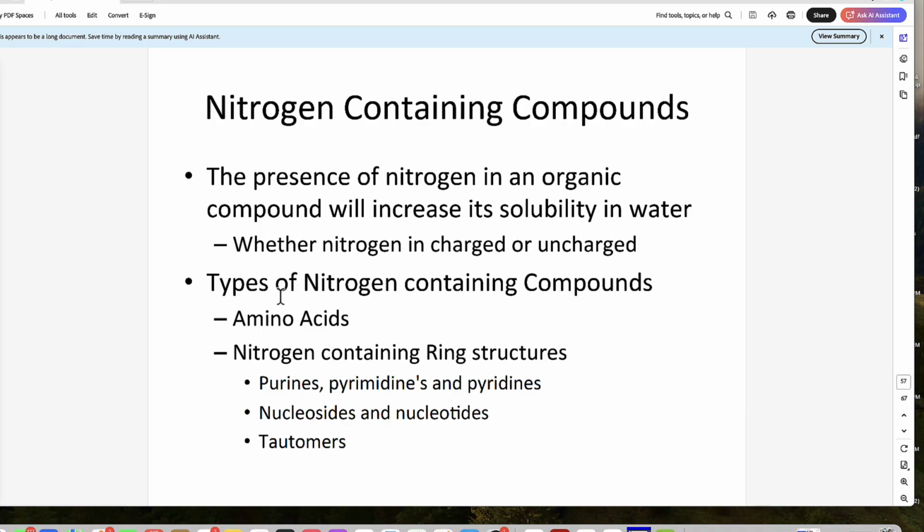All right. So nitrogen-containing compounds. This should not be something new for you all. If you have taken your genetics, cell bio, and physiology, you know that nitrogen-containing compounds are important. The presence of nitrogen in an organic compound will increase its solubility in water, right? Whether nitrogen is charged or uncharged. There are different types of nitrogen-containing compounds, whether it's amino acids, purines, pyrimidines, and pyridines, nucleosides, nucleotides, and even tautomers.